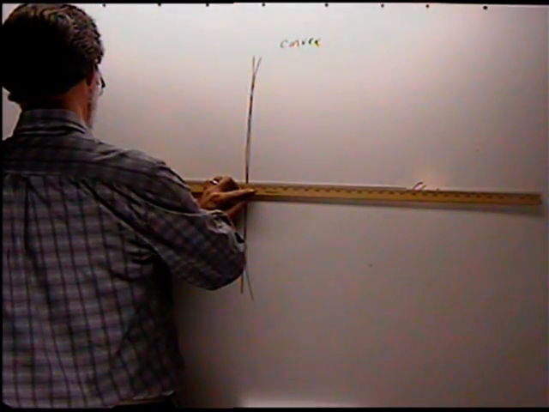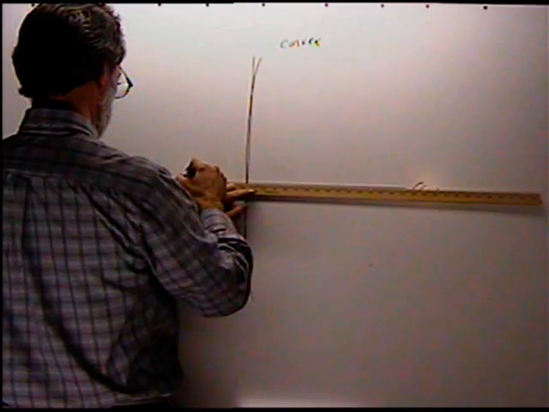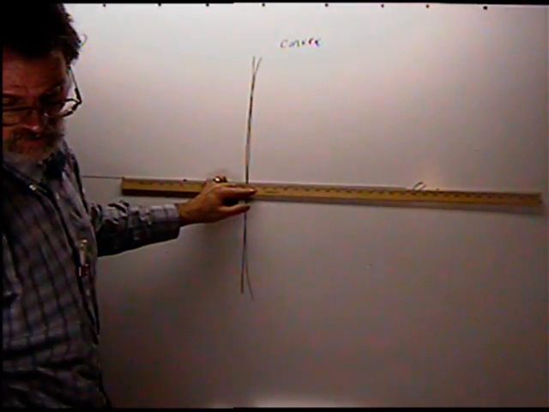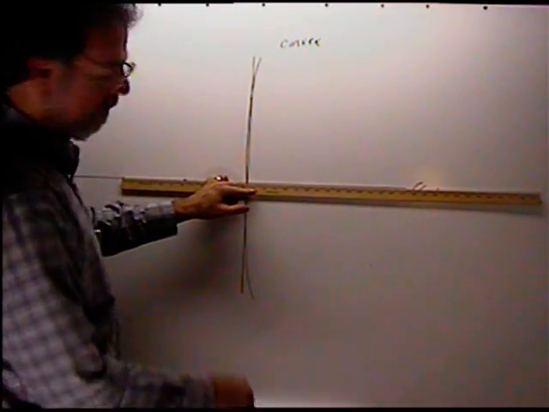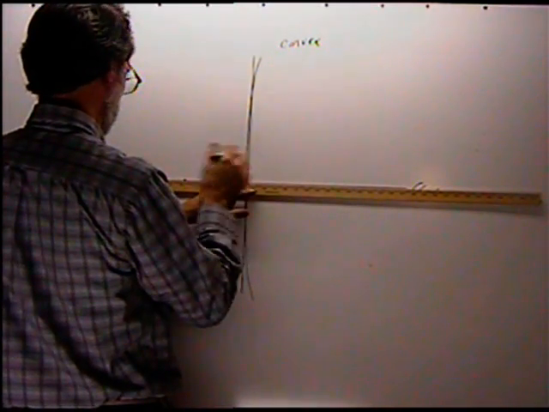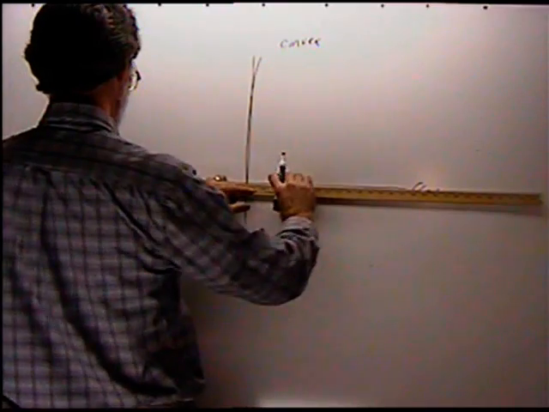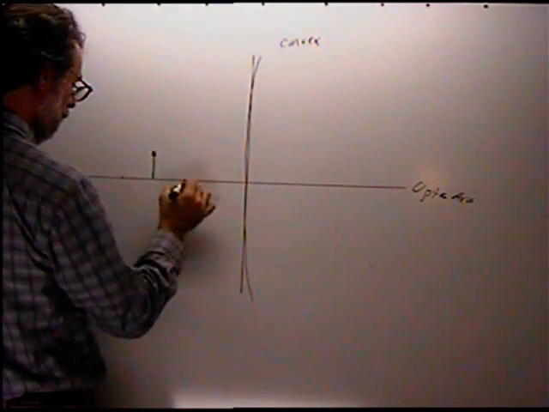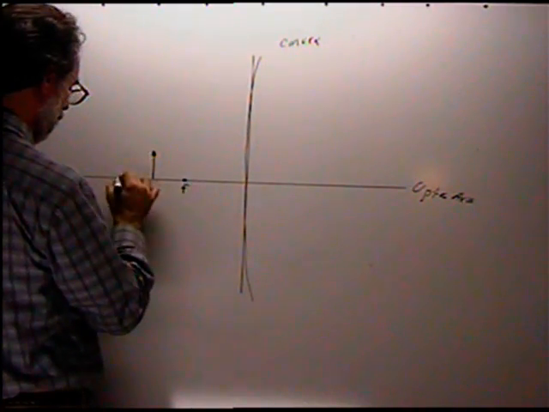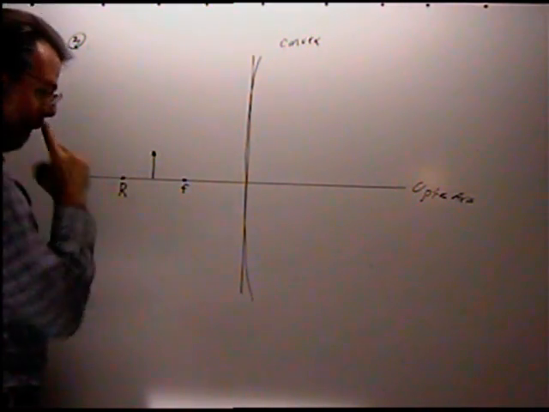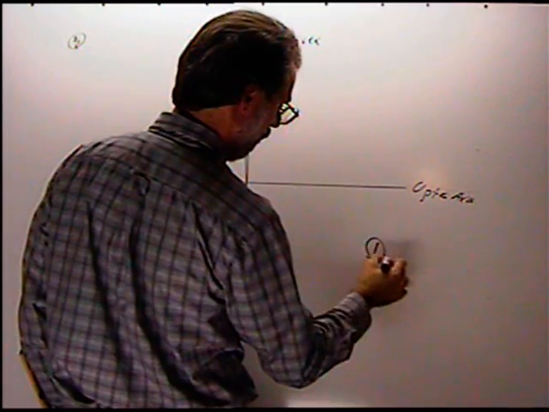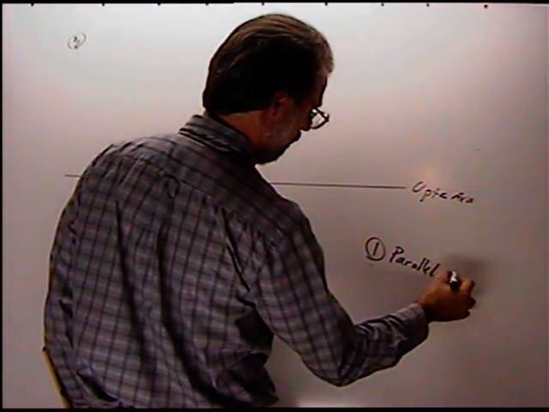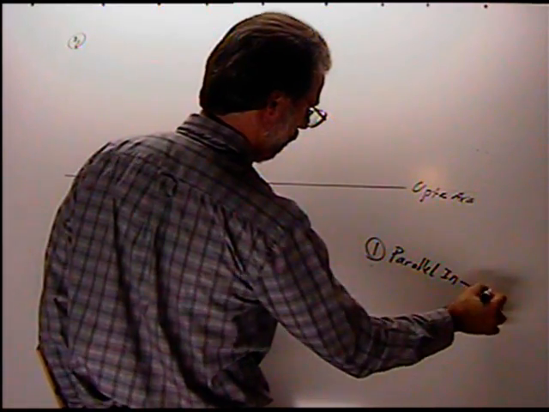There's the radius, and there's the focal point, and we're 5. Let's see, there's 5. Okay. So the object's right there. So here's the object, here's the focal point, and here's the radius. Okay. Again, same thing. First ray is parallel in, and then it goes through the focus.